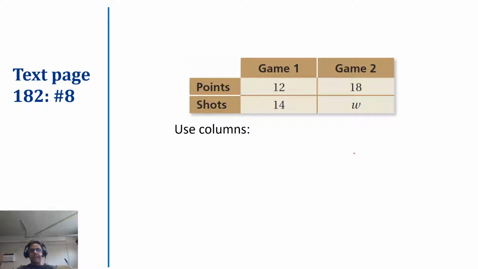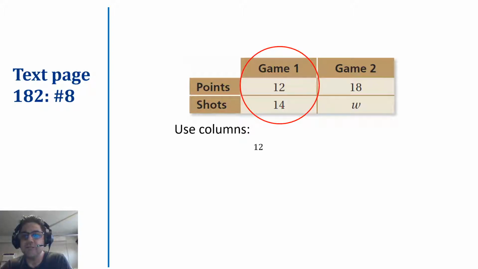All right, let's see. This could be a made-up game. This could be basketball. Probably not soccer, right? That's too many points. All right, so on this problem, the suggestion is to use the columns for your scenario. And in fact, if you notice the columns, they're already written kind of like a fraction. So 12 over 14. Again, columns are the vertical, rows are the horizontal. So that would be 12 over 14 is equal to 18 over W.